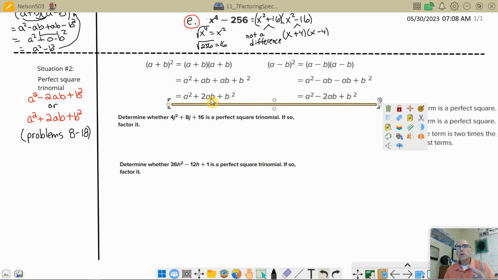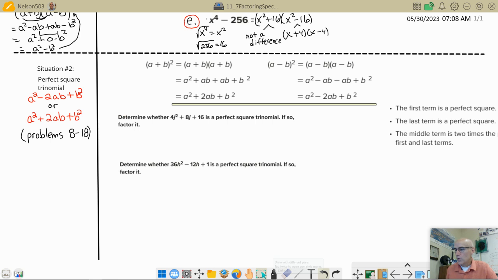So what we want to look for is a perfect square at the beginning, the first term, and a perfect square at the end. Okay, so that's our first two checks, to see if the first and last terms are perfect squares. And then, is the middle twice the first one times the second one, the square root of the first one and the square root of the second one multiplied together, and twice that. Okay, so let's look at one and see if we can figure this out.